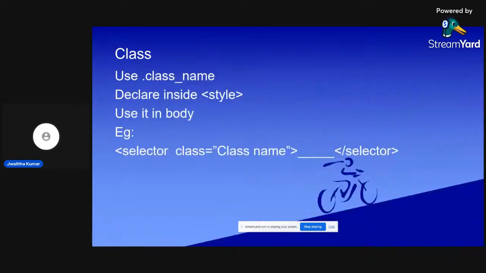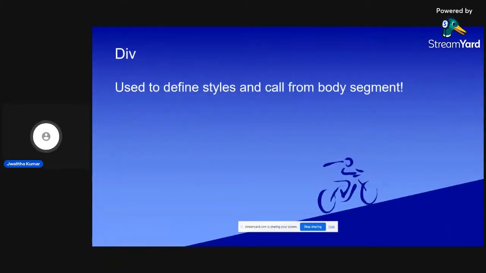Okay, so next one is your div. Div is used to define styles and call from the body segment. Okay, this is similar to class. That function is similar to class, but it has a different significance when you're writing JavaScript.